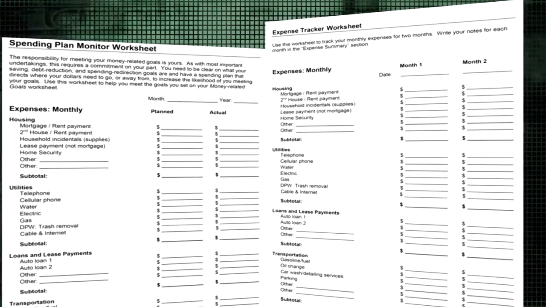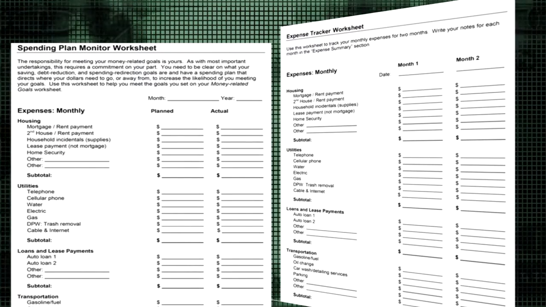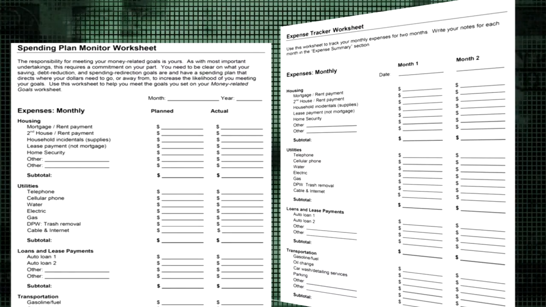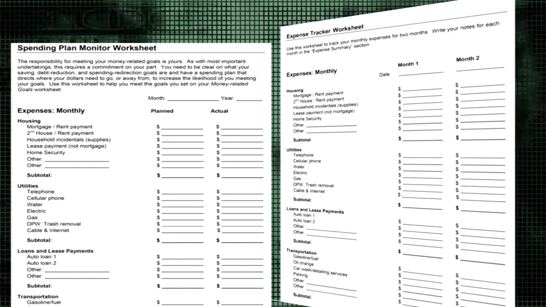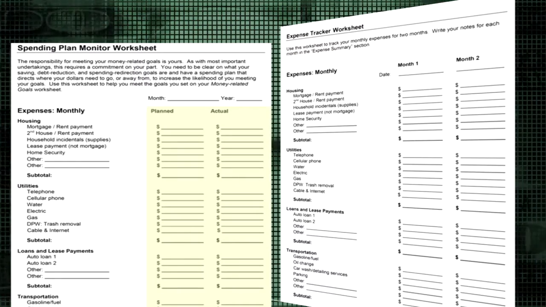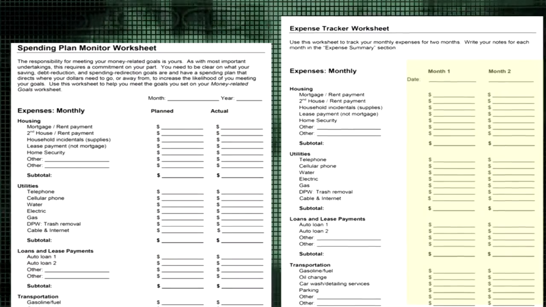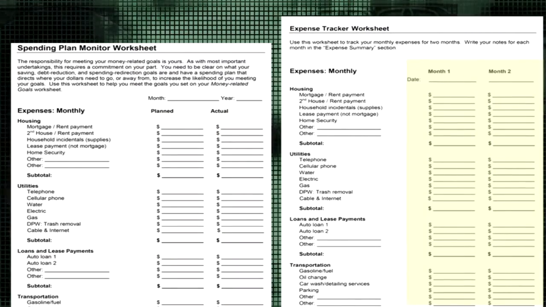The Spending Plan Monitor worksheet helps you correct the problems in your spending pattern that showed up in your Expense Tracker and helps you implement the spending plan you set in your My Financial Goals worksheet. The two columns are titled Planned and Actual instead of Month 1 and Month 2 on the Expense Tracker worksheet.